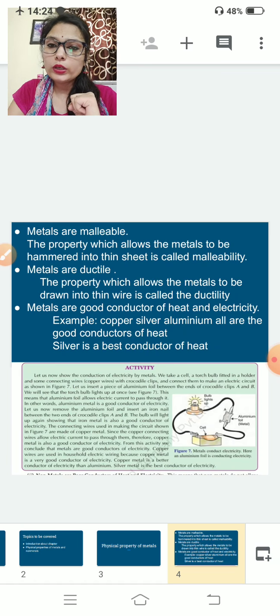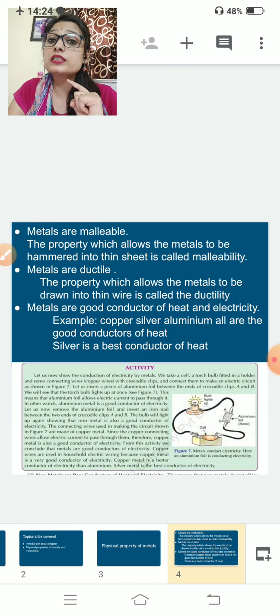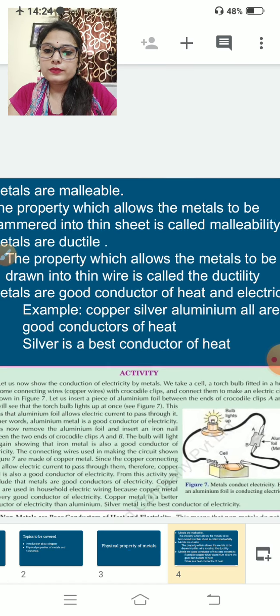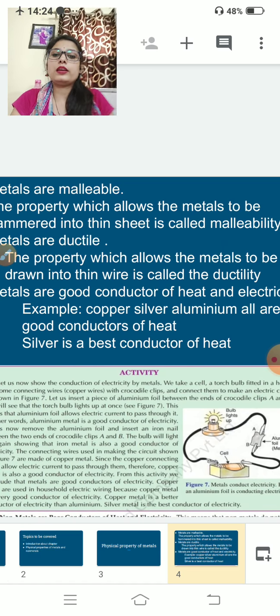Metals are good conductors of heat and electricity. And which one is the best conductor of heat? That is silver. Clear? Now, one activity is here. Just listen carefully.